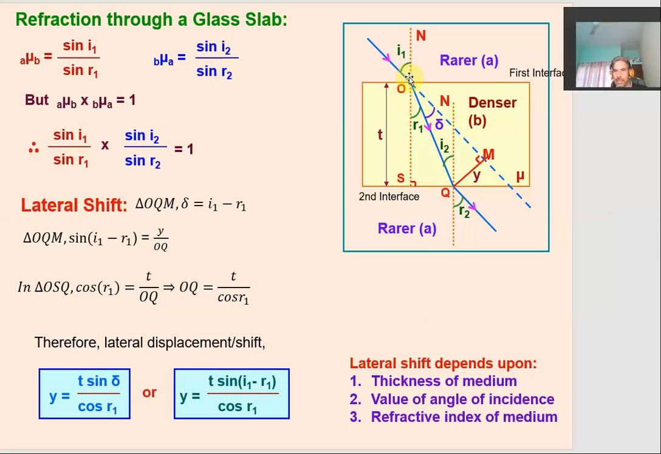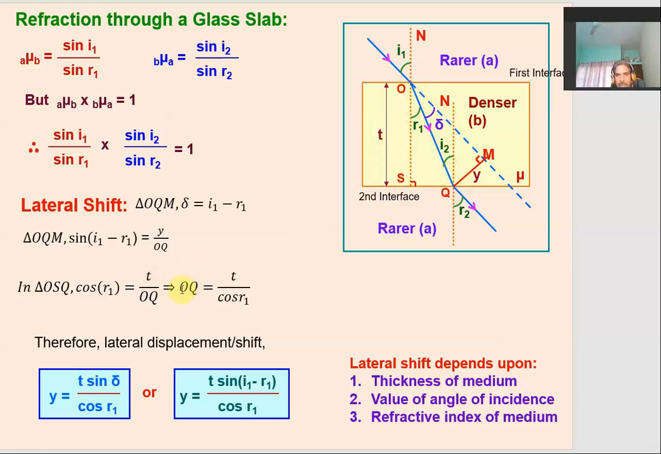This is also a right angle triangle, OSQ. In this triangle, this angle is R1. So let us find the value of cos R1 here. So cos R1 gives us base upon hypotenuse. This is the base OS, or we can say it is the thickness of this glass slab, which we are taking as T, upon the hypotenuse, which is OQ. In this triangle, again the hypotenuse is the same, OQ.